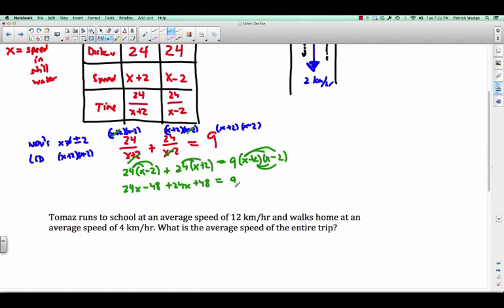So I have 9 times x is x squared. x times negative 2 is negative 2x. And positive 2 times x is positive 2x. So negative 2x, positive 2x, they just cancel. Great. And then positive 2 times negative 2 is negative 4.